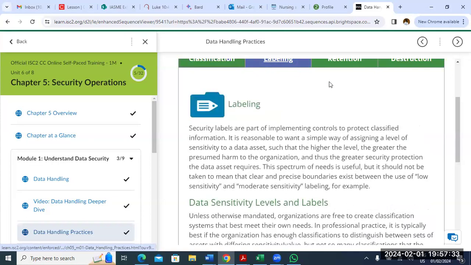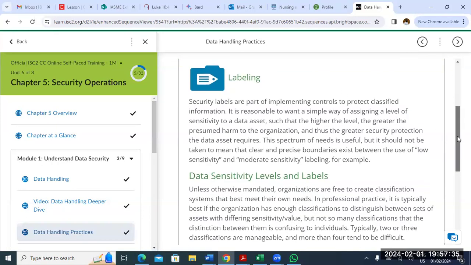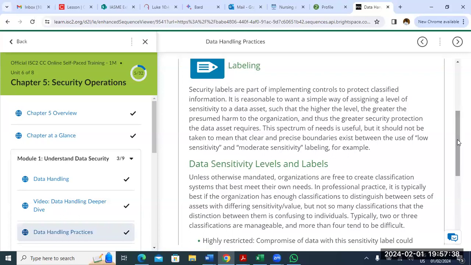Then also we have labeling as well. When you are talking of labeling, security labels are part of implementing controls to protect classified information. Then it's reasonable to want a simple way of assigning a level of sensitivity to a data asset, such that the higher the level, the greater the presumed harm to that organization. Data sensitivity levels and labels: data too must have an appropriate label. Is it low? Is it moderate? Is it high? So all these things are very important.